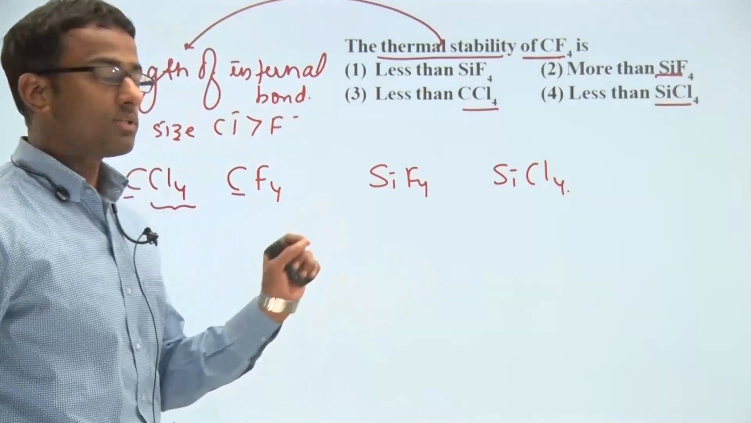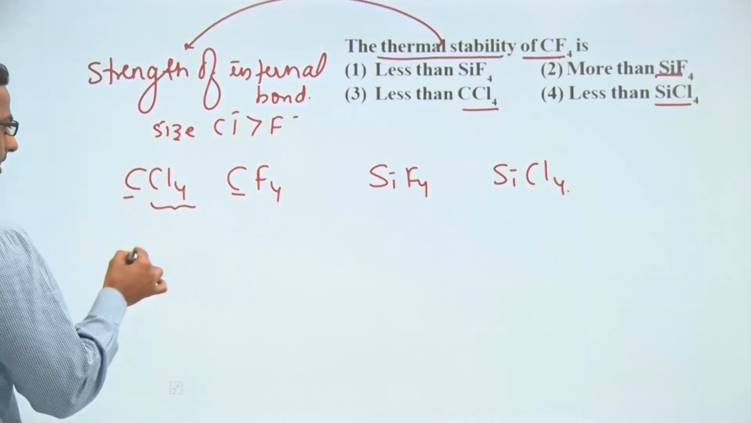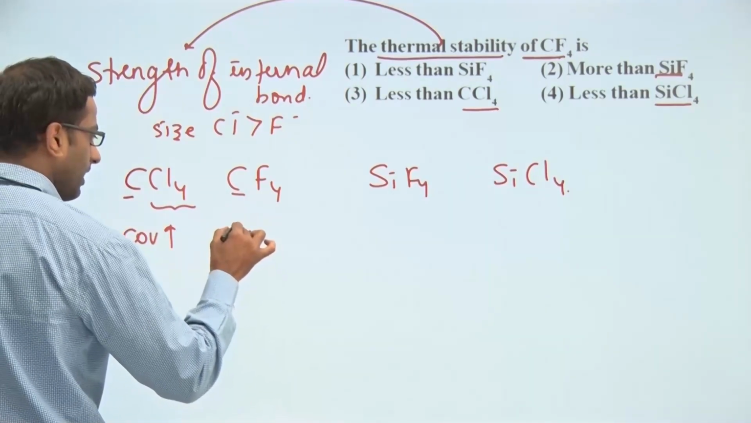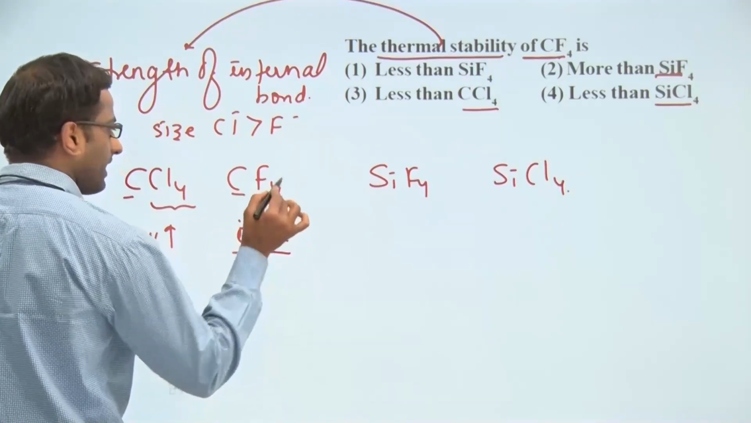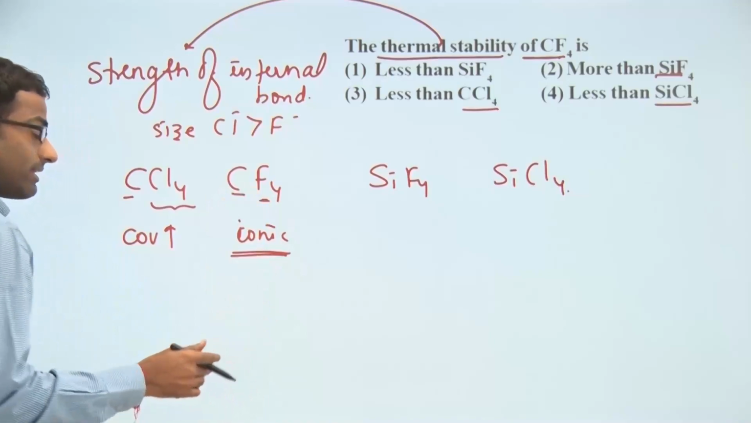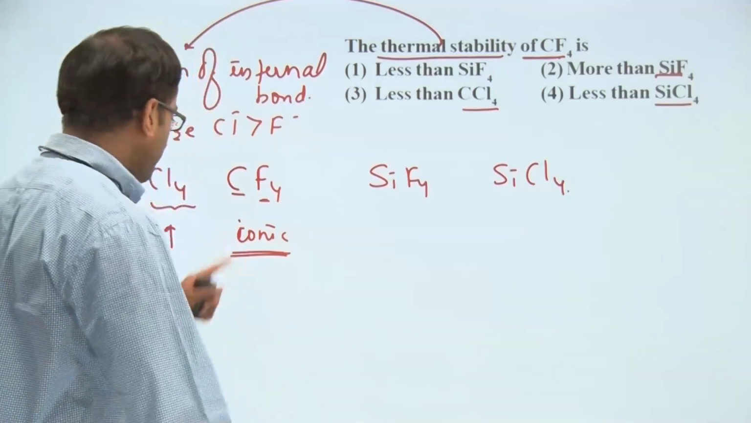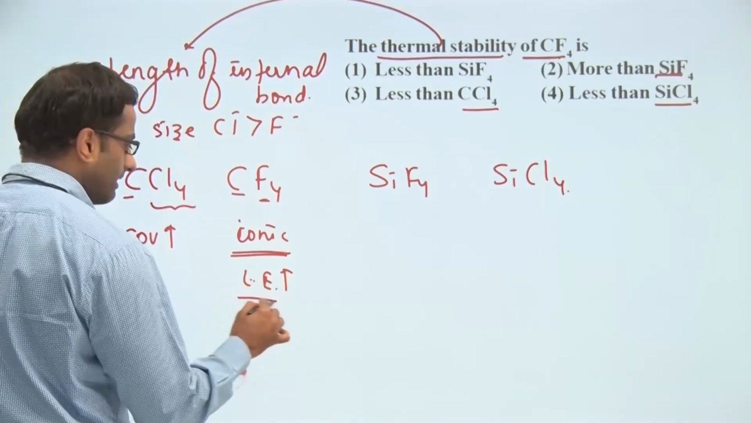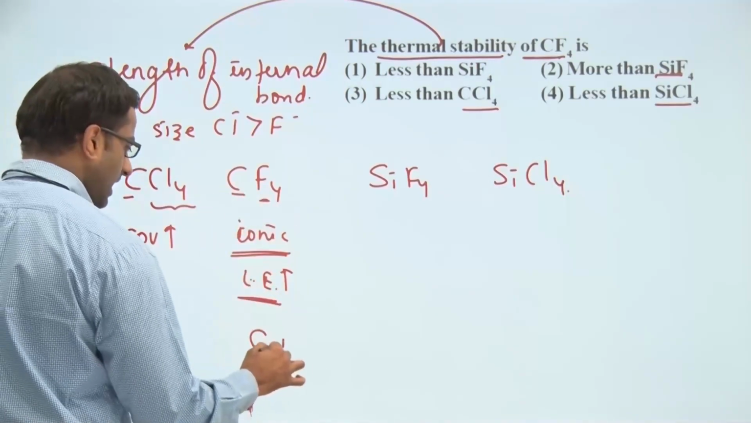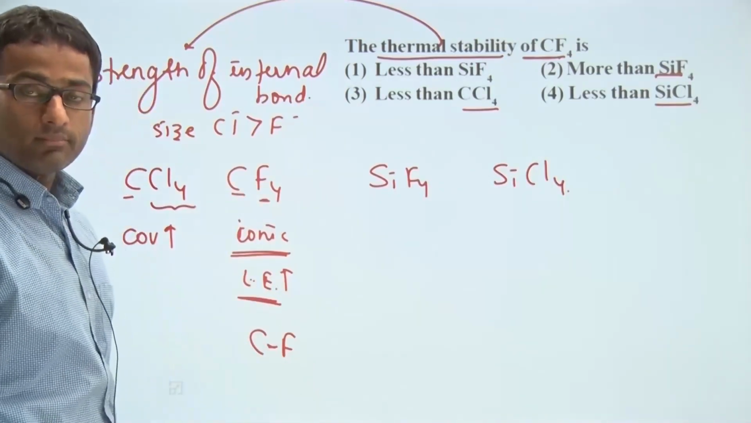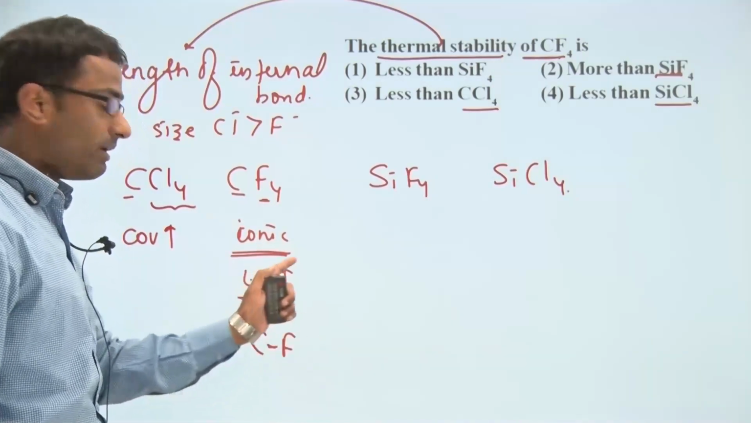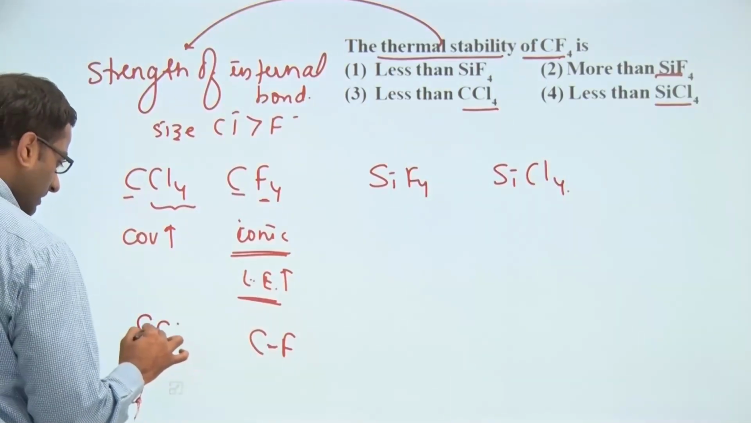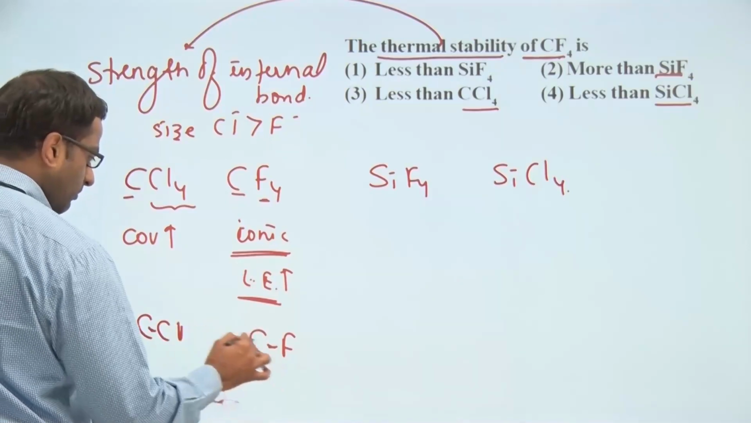So according to Fajan's rules, there will be more polarization. If you compare the covalent property, it will show more covalent property, and this will show more ionic property because of the small size of the anion. If ionic properties are more, then the strength of the bond will be more. Lattice energy is more here, and because of that high lattice energy, the CF bond will be stronger. It means the energy required to break the CF bond will be more, because of that thermal stability is also more. So here, between the CCl bond and CF bond, the CF bond is stronger.